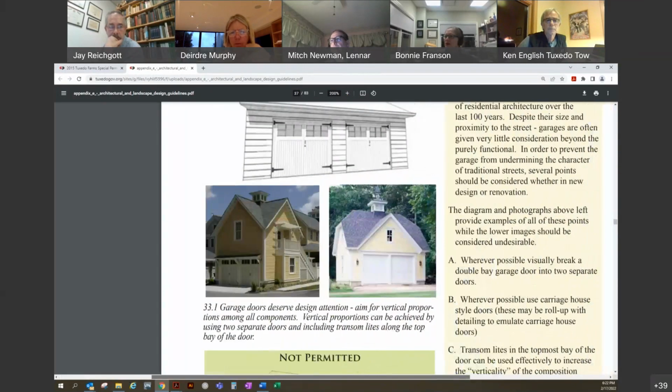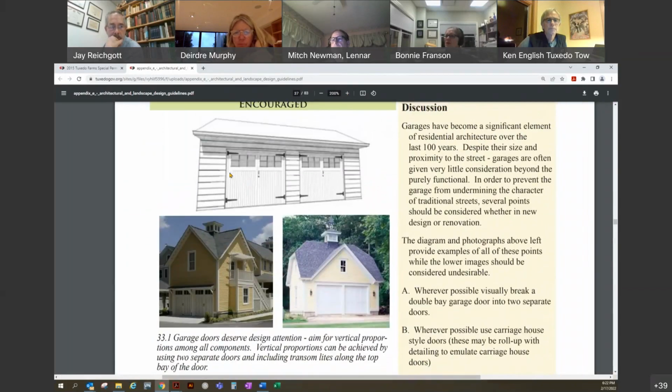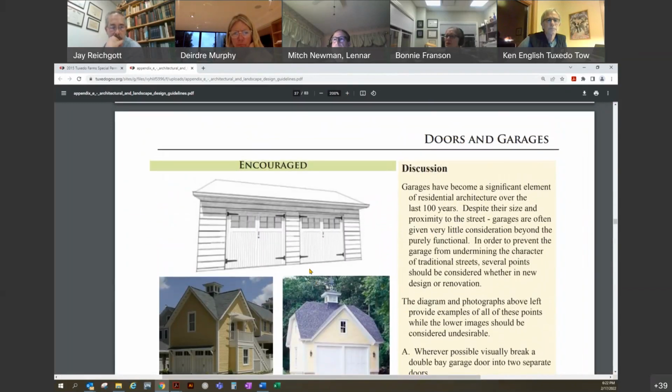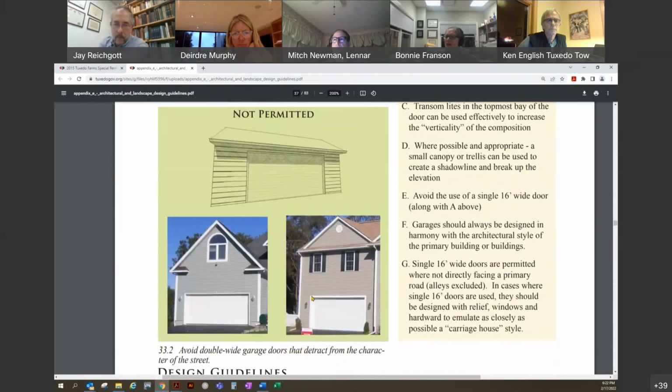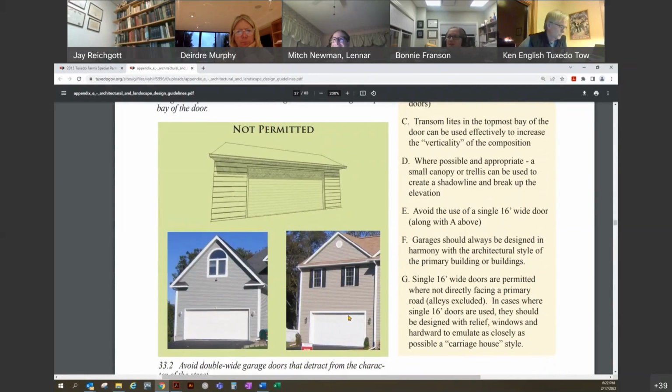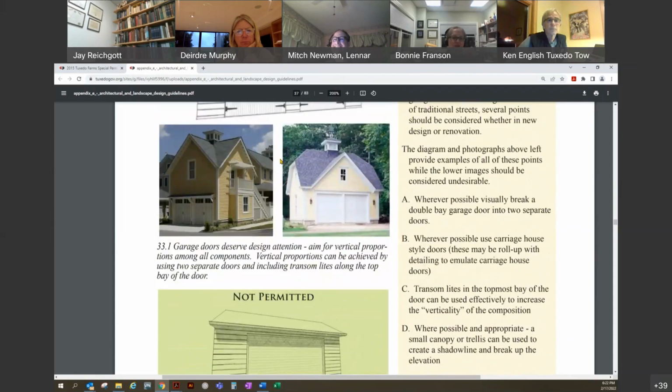We have a variety of garage doors shown here. This type of garage door says encouraged. These are all examples: encouraged, not permitted. And these are more the typical panel doors, raised panel, vinyl. If this is what's proposed and someone thinks this is architecturally enhanced, we need to know that versus this, because this is what the expectation is right now. So again, pictures will really help define that.